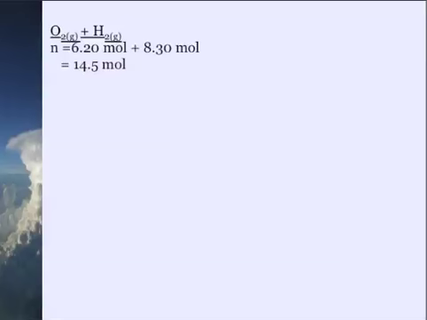Now, as I add in my hydrogen gas, we're looking at 6.2 moles plus 8.3 moles. This gives me 14.5 moles. My temperature is the same. Now, why am I adding the moles together? Well, I need to know how many particles are in there. That's the most important thing. There are 14.5 moles of particles. That many thousands upon thousands of particles are in that chamber.